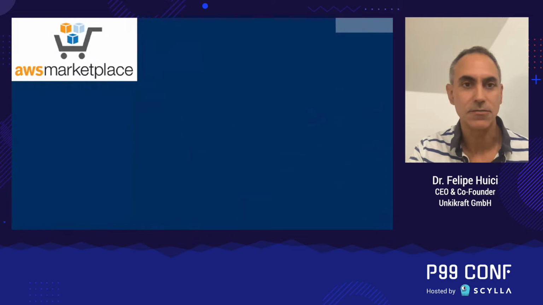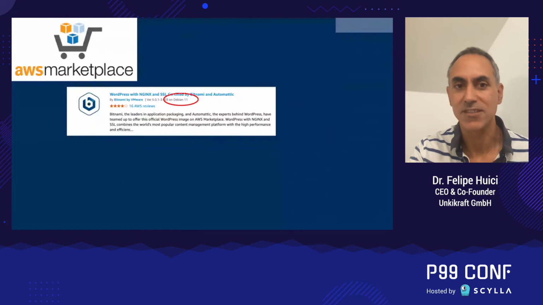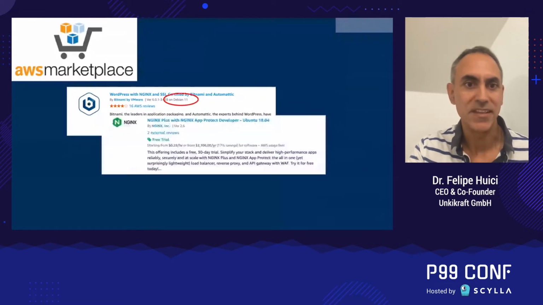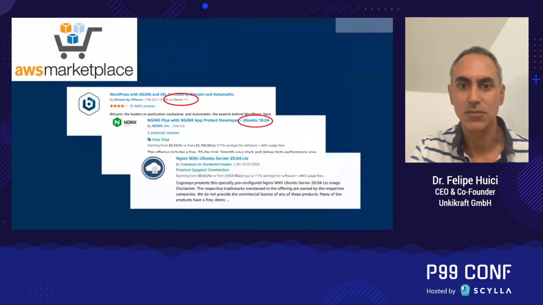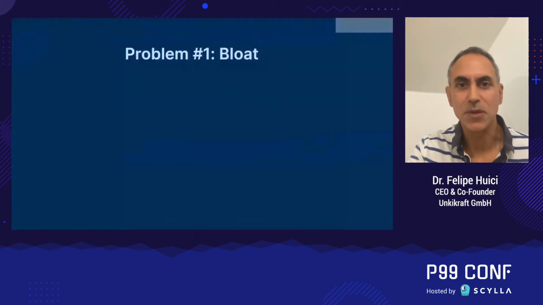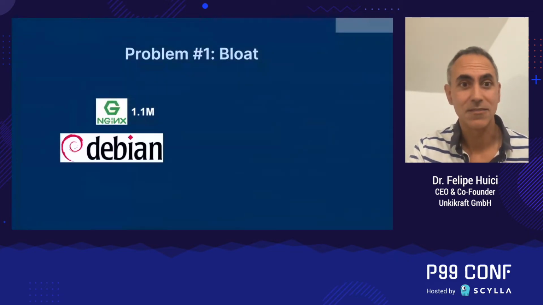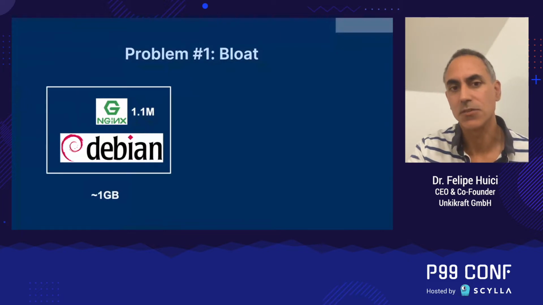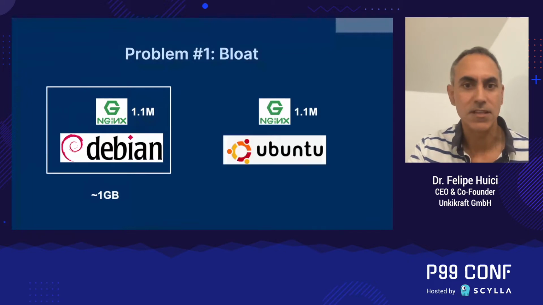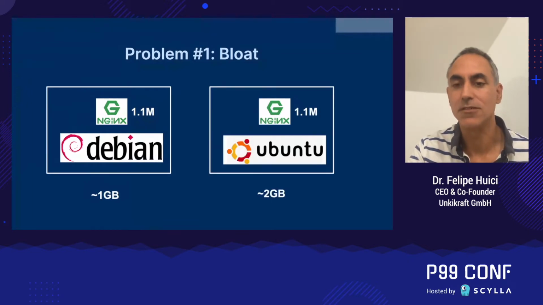One way I can do that really easily is maybe I go to the AWS marketplace to fetch some AMIs. For instance, here's a WordPress plus Nginx one on Debian by Bitnami, or I can get one directly from Nginx, this time on Ubuntu, and there's some others I can use as well. So the problem number one is bloat. As I mentioned before, the original binary is 1.1 megs. And the problem is that to run it, you put it on Debian and you end up with a 1 gigabyte image. It's not any better with Ubuntu, where you end up with a 2 gigabyte image.